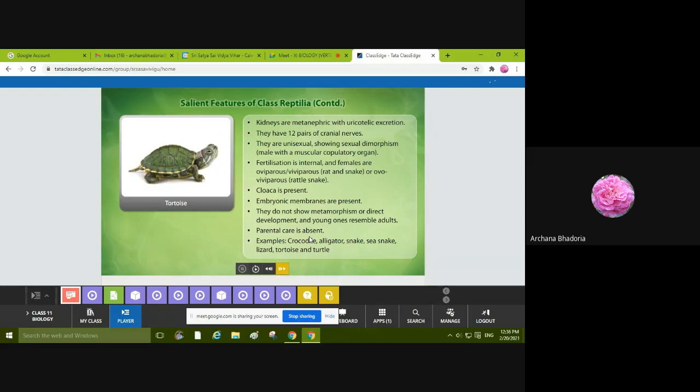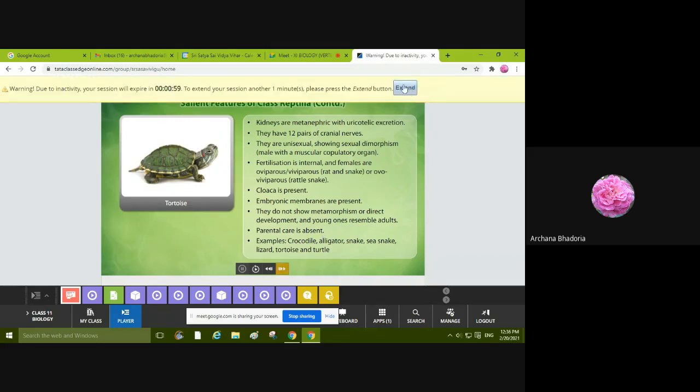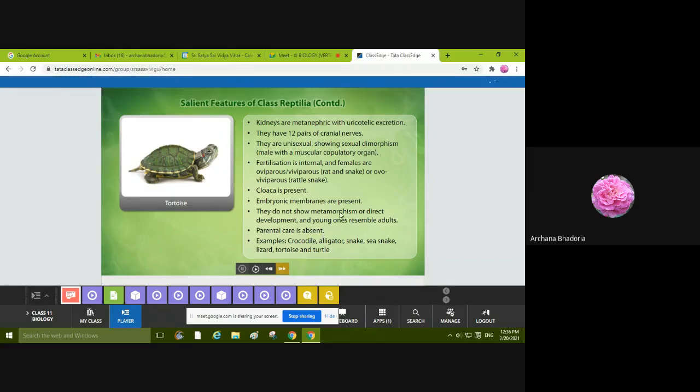Parental care is absent. Okay, once they give birth to the young one, they will not look after it. So no parental care. The crocodiles, alligators, snakes, sea snake, lizard, all these are the examples. Tortoise, turtle, all come in the class Reptilia. Done everyone? Shall I move ahead with the next class?